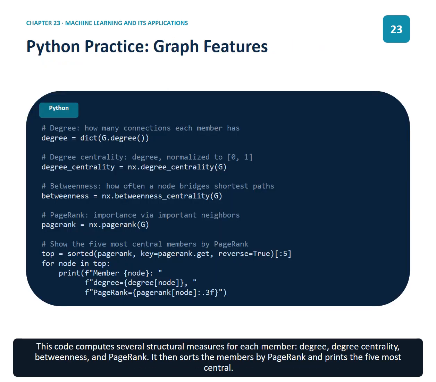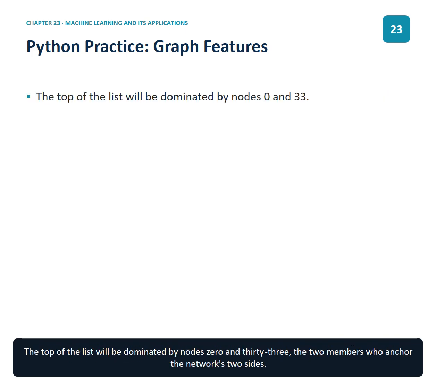This code computes several structural measures for each member: degree, degree centrality, betweenness, and PageRank. It then sorts the members by PageRank and prints the 5 most central. The top of the list will be dominated by nodes 0 and 33, the two members who anchor the network's two sides.